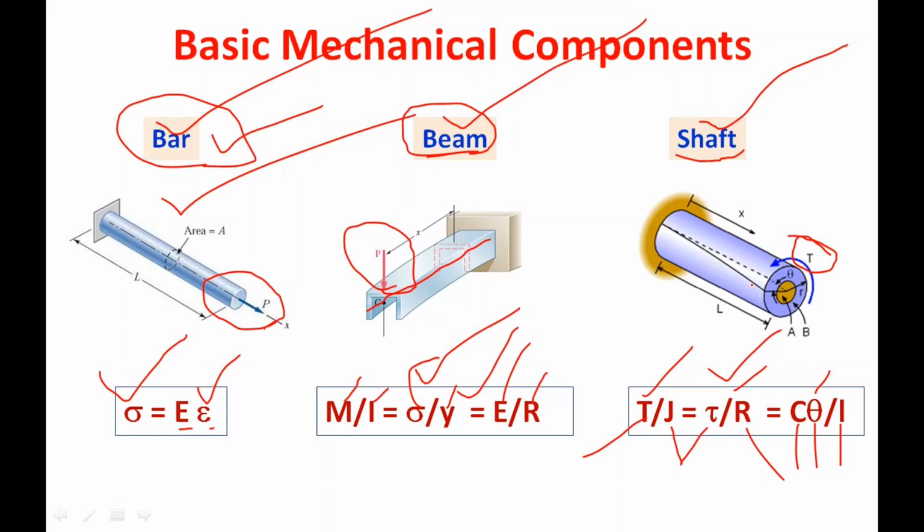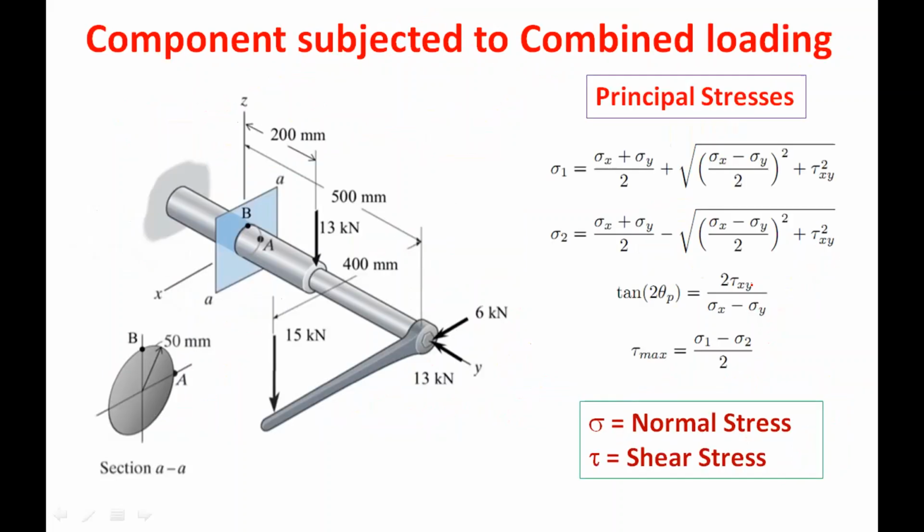In that case, how do we design that particular component? That also we studied in our strength of materials. Suppose a component is subjected to a combination of loading: axial load, bending load and twisting moment. In that case, how do we design that particular component? Here I am showing one example.